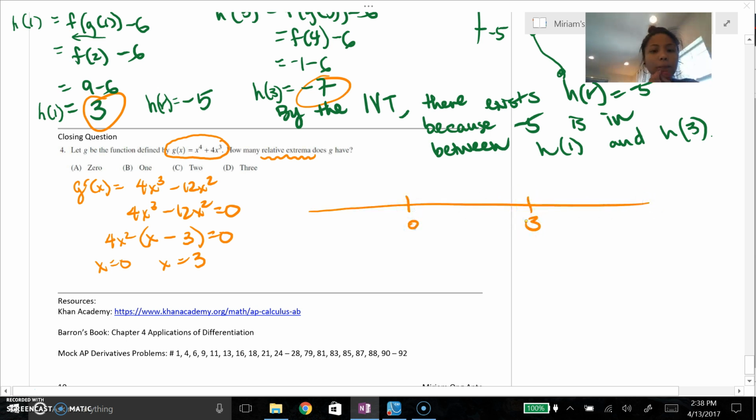Choose some numbers, and remember the extrema has to be changing from positive to negative or negative to positive. Okay, so figure out, do you have both 0 and 3 as the relative extrema? Is it just 0? Is it just 3?